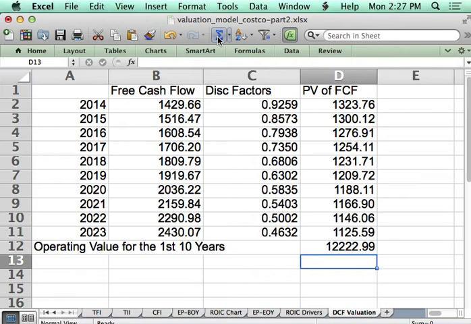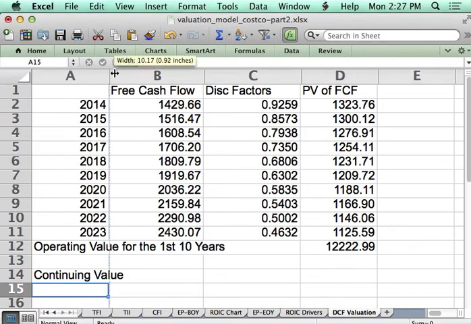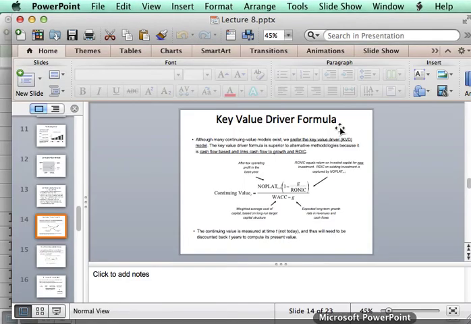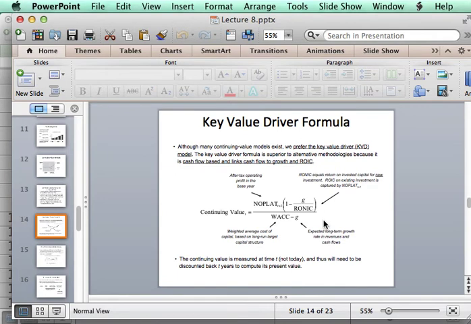And then what we're going to do is say Costco continues to operate its stores after that, so we're going to put them into perpetuity. So we're going to then have a continuing value. And the continuing value of Costco will be, go back to here, this key value drivers formula. Now the key value drivers formula says NOPLAT in T plus 1, and what that means is the first period of continuing value, which in our model is 2024.